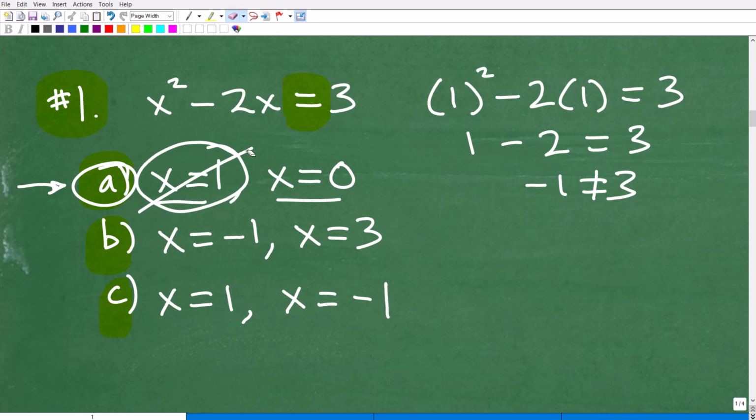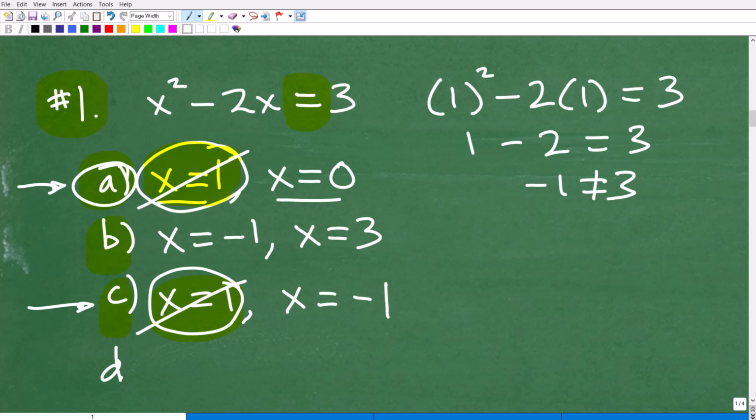Now, let's just be smart about this. Here, x is equal to 1 is not a solution. So when I'm looking at my other answers, I see x is equal to 1 down here for choice C. So x is equal to 1 is our solution. So guess what? A and C are out, okay? That leaves me with choice B.